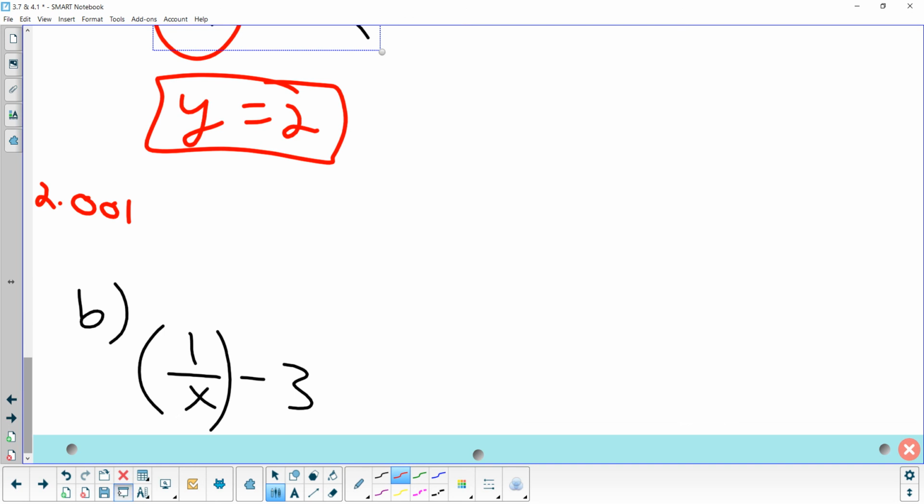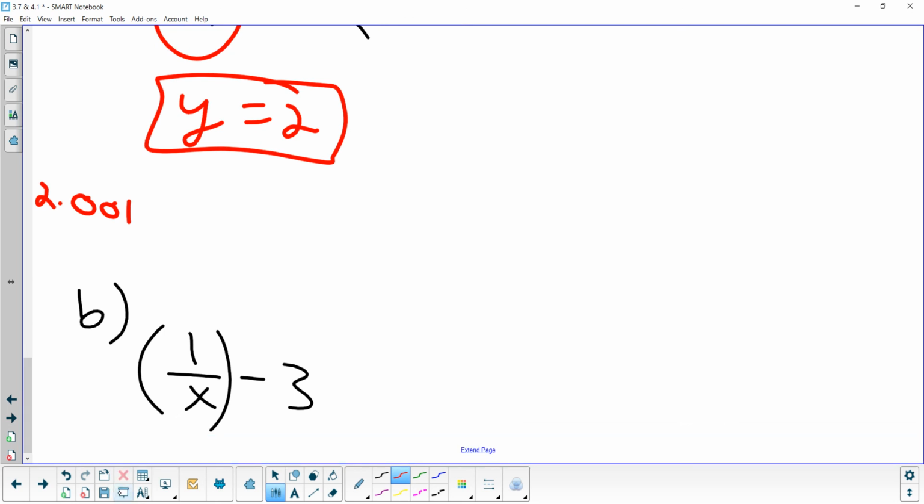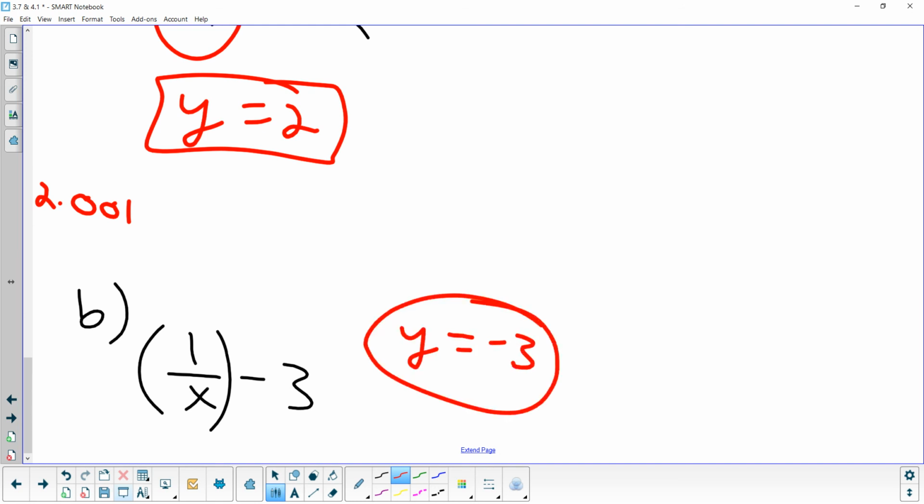How about this one? What would your horizontal asymptote be here? Yep, y equals -3. If you look at this part as x approaches infinity, I like to say this part disappears, because you're going to be dividing it by something so big, it's going to become so small, it basically doesn't even matter. So y equals -3. Questions on that?